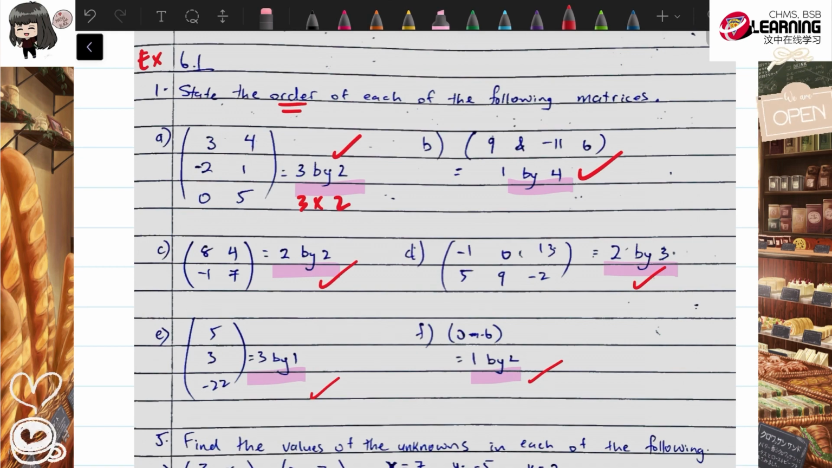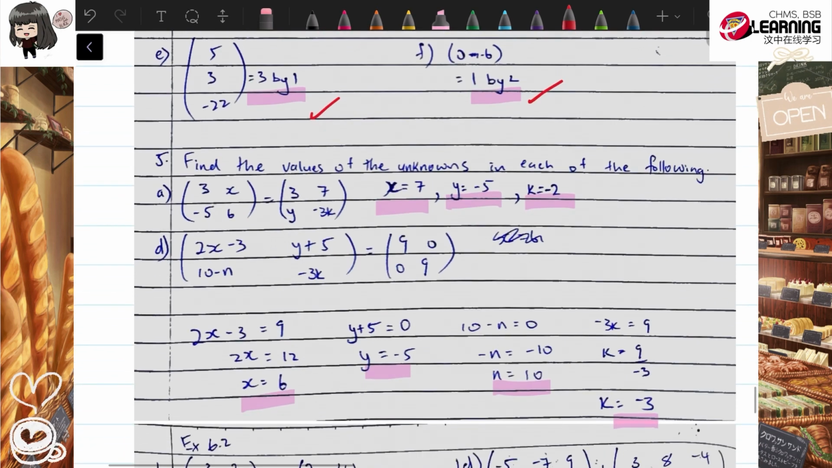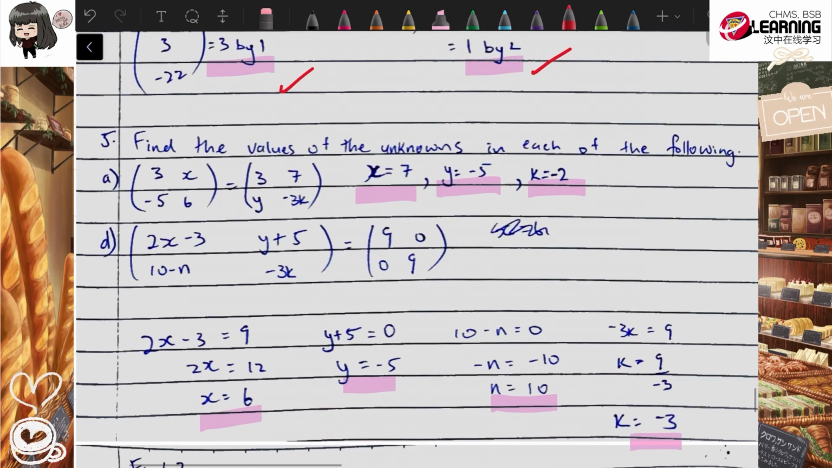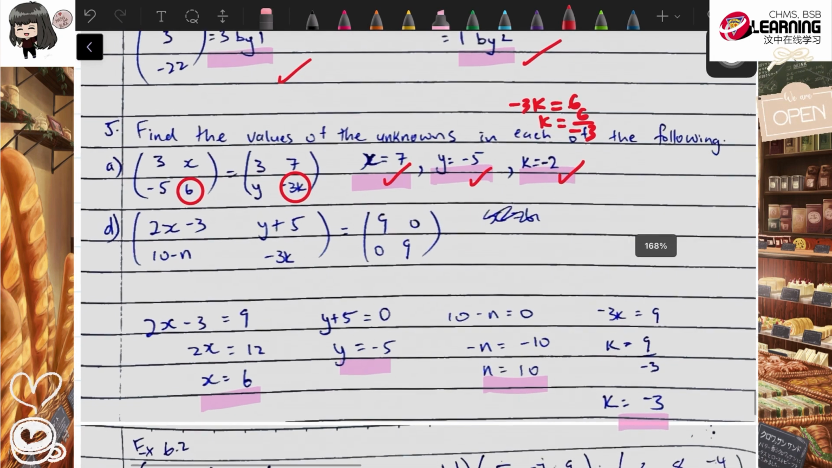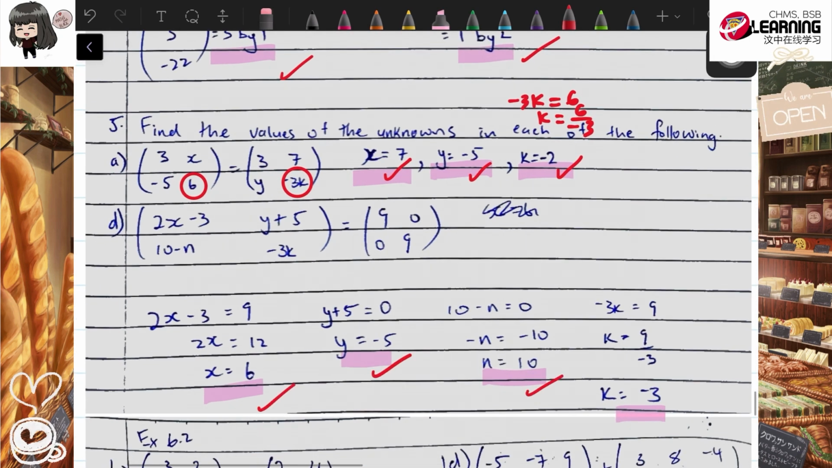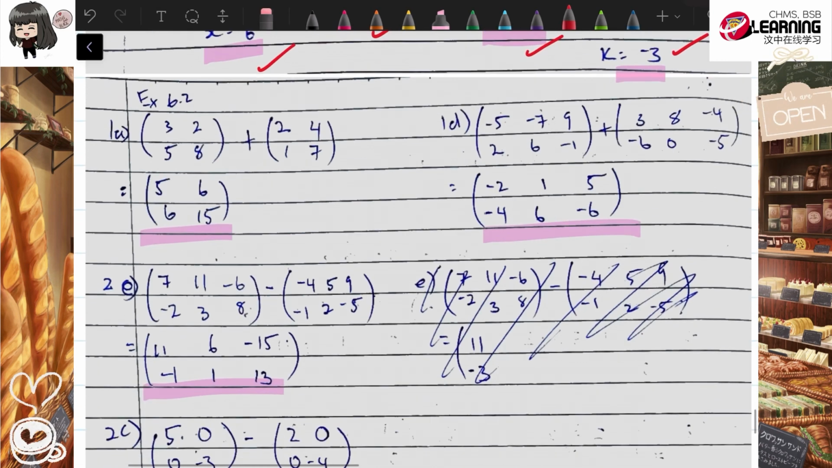Okay, and then look at number 5AD. For number 5A, you need to look for the unknowns. The value of the unknowns here: x is 7, negative 5, and k is negative 2. K is negative 2 because negative 3k equals 6. When negative 3k equals 6, your k is 6 divided by negative 3, which is negative 2. And then D, for your x, y, n, and k, it's only comparison, by the way, to find the answer.